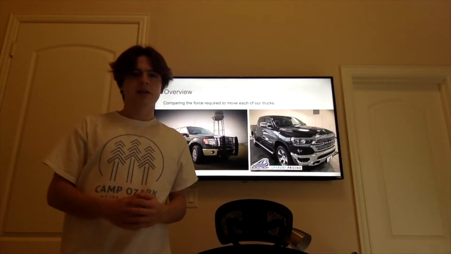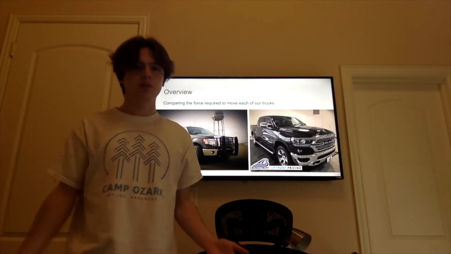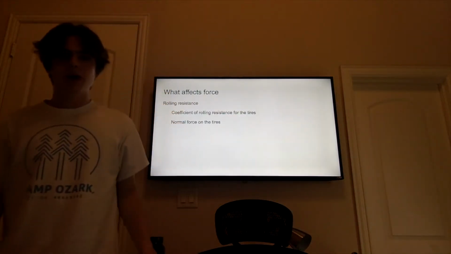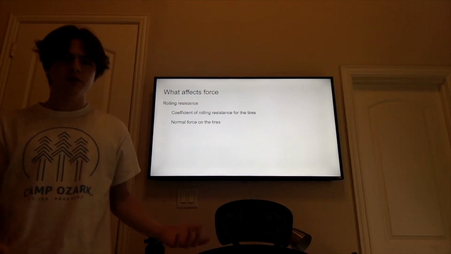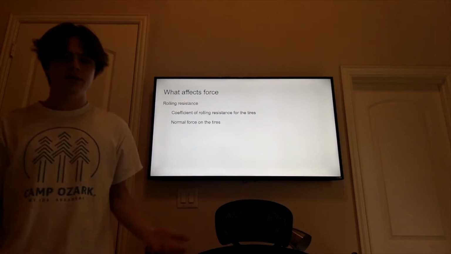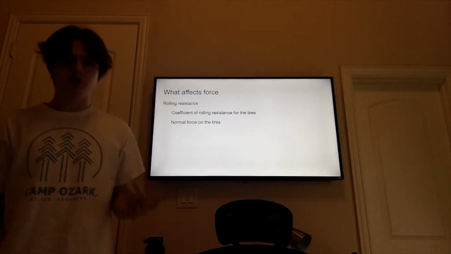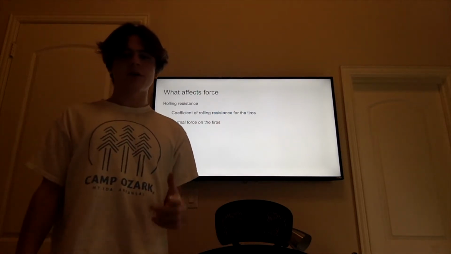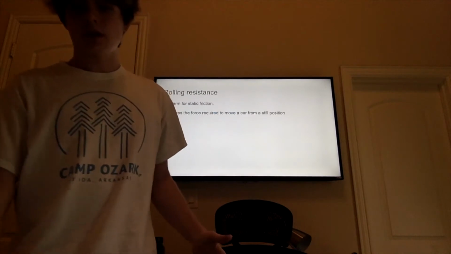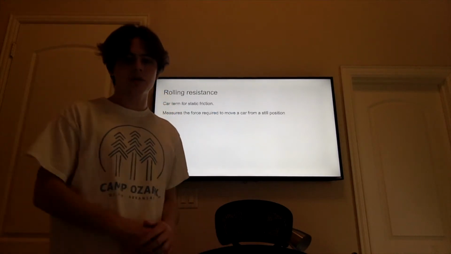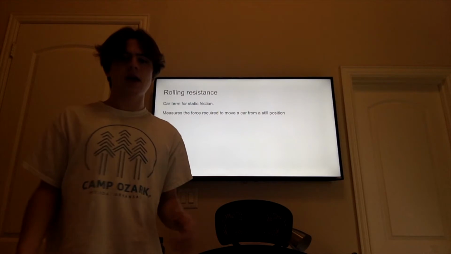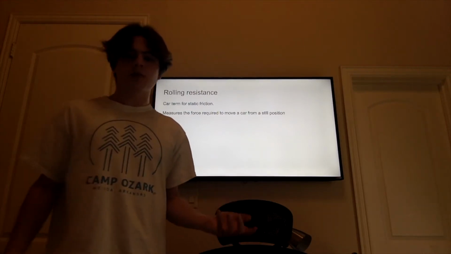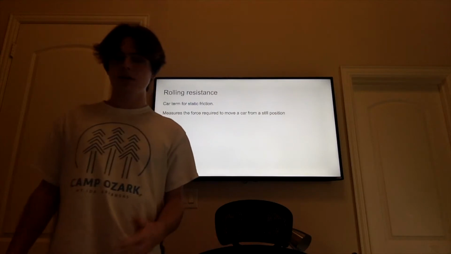So we're going to be comparing the force that is required to move each of our trucks. And we're going to do this by taking into account rolling resistance. Rolling resistance is made up of the coefficient of rolling resistance for the tires of the car, and the normal force on the tires. It's basically just a car term for static friction, and it measures the force required to move a car from a still position.